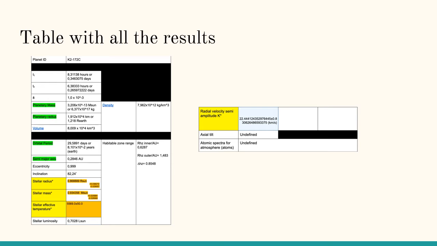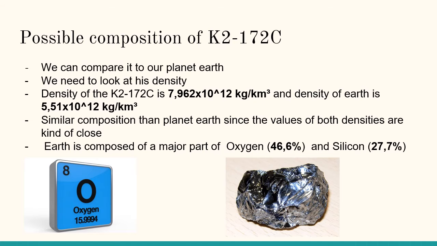So now let's pass to the possible composition of the K2-172C. We could compare it to our planet Earth in our solar system, since it's the closest planet to have a similar density to our planet. So like I told you, we need to look at the density, and the density of our exoplanet is 7.962 times 10 to the 12 kilogram per kilometer cube, and the density of the Earth is 5.51 times 10 to the 12 kilogram per kilometer cube.